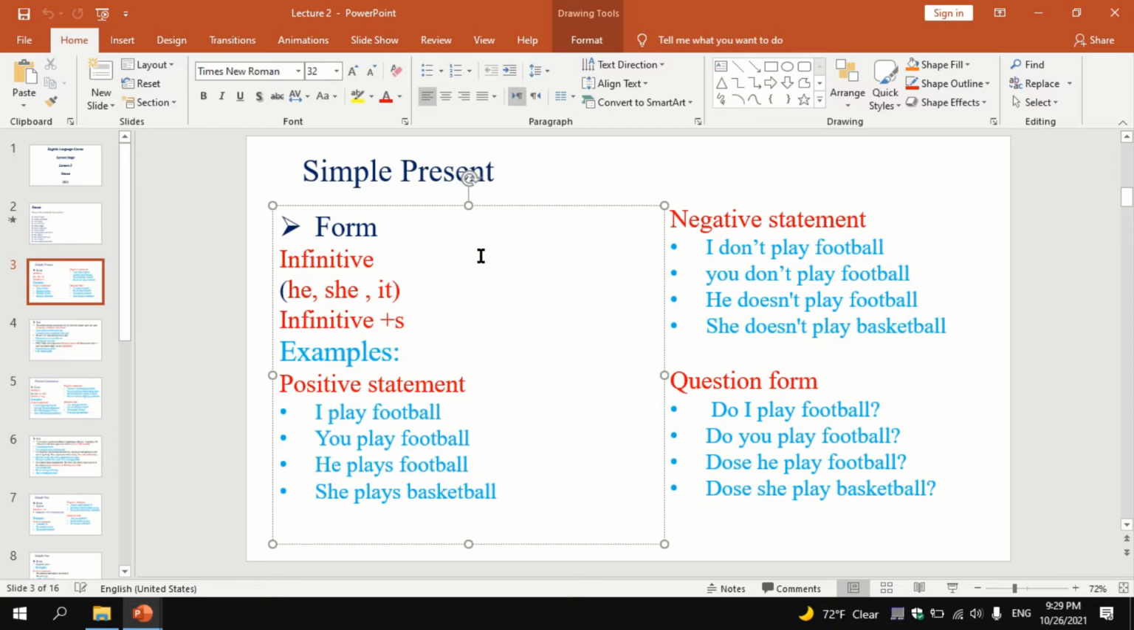So you are playing football now. You play football. He plays football. Here we know the third person s appears in the end of the verb. She plays football. This is positive statement.